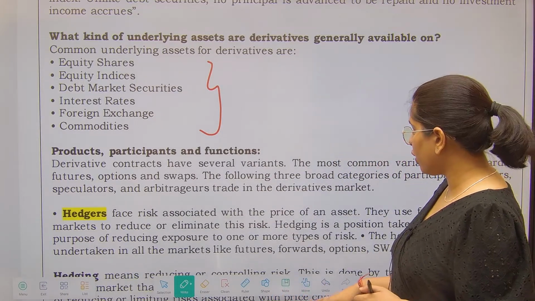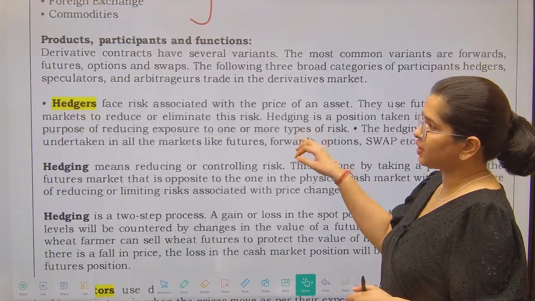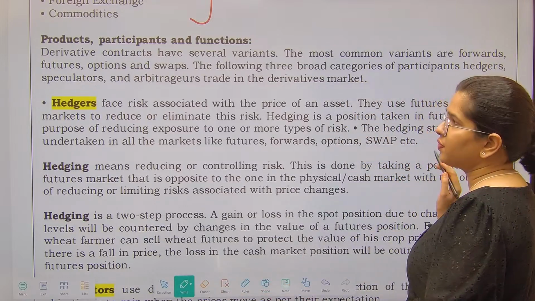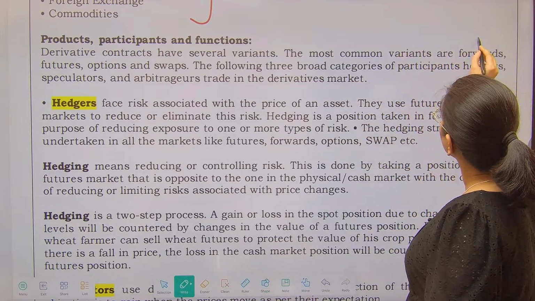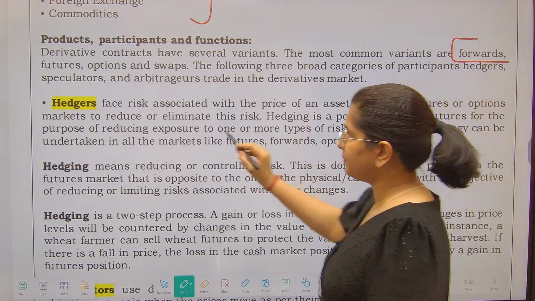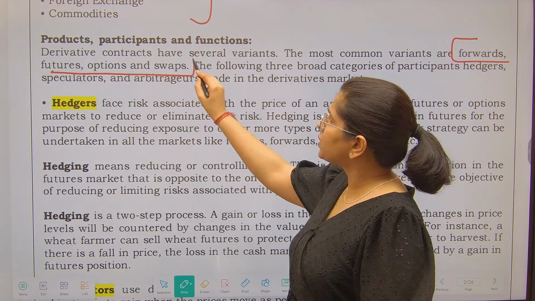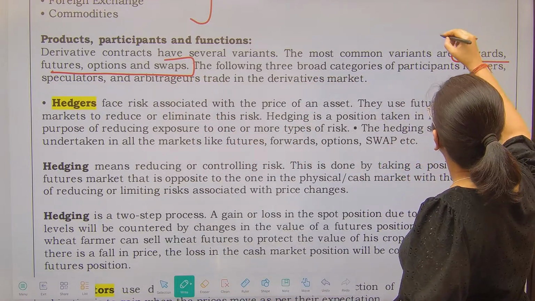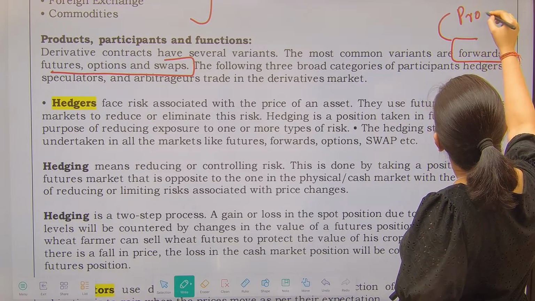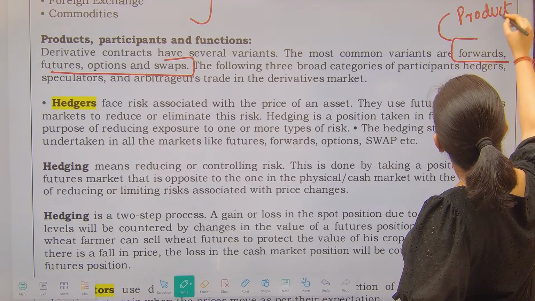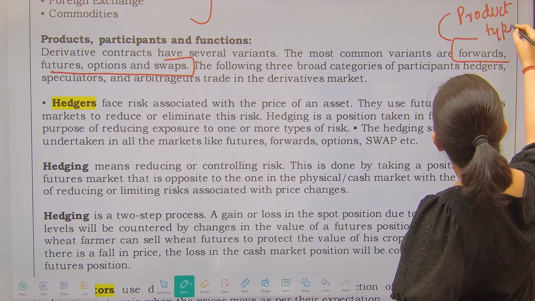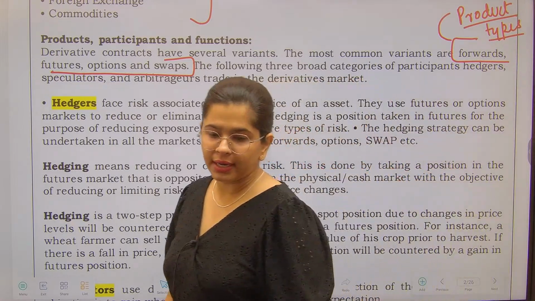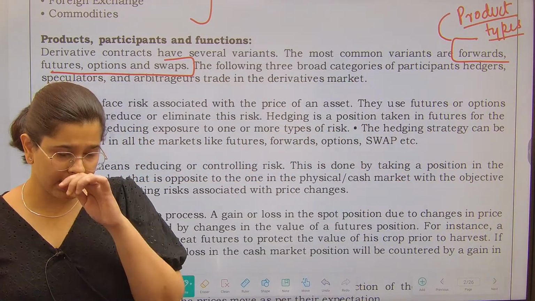Now let's move to the products, participants and the functions. Number one, derivative contracts have several variants. We all know about it. The most common variants are what? Forwards, फ्यूचर्स, ऑप्शंस एंड स्वैप्स. ठीक है, ये आपके product types हैं: forwards, futures, options and swaps.